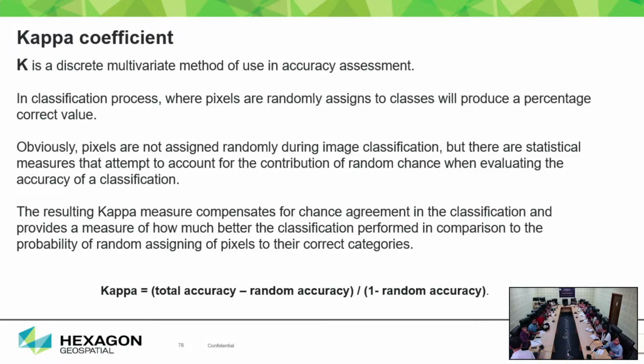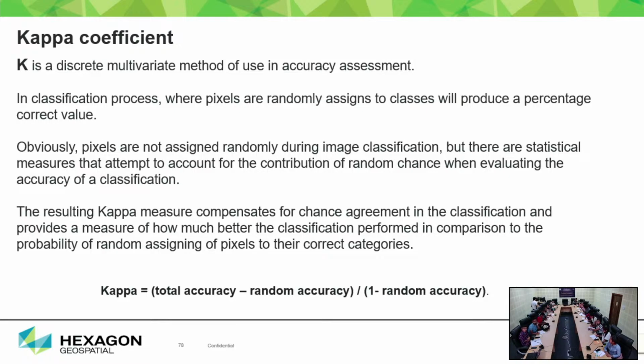Kappa. So Kappa is responsible for developing these techniques. That's why this is the Kappa statistics. If you develop some techniques, then your name will come there. So Kappa is a discrete multivariate method used for accuracy assessment in the classification process, where pixels randomly assigned to classes will produce a percentage correct value. So there is always a random chance that we think whatever we have done is exactly correct.